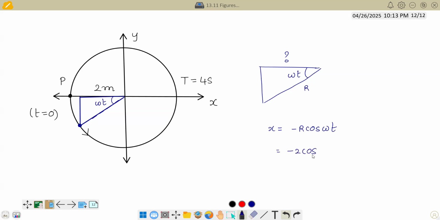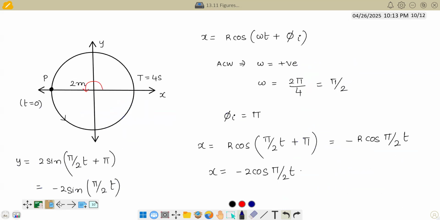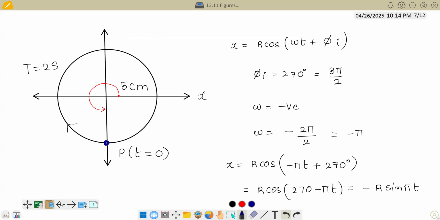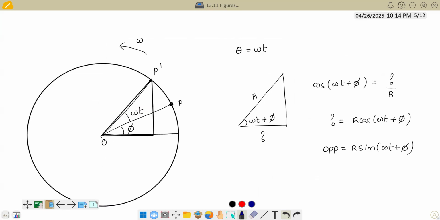So minus 2 cos pi, this is 2 pi by 4 into t. So you'll get minus 2 cos pi by 2 into t. Similarly, y also would become minus r sin omega t. So it would become minus 2 sin pi by 2 into t, because it is also on the downside. This is also on the negative side. So this is another quick way to solve the problem. But if you know 180 degree and 90 plus and all that, you can use the blunt method to solve the problem. So hope you understood both the methods.